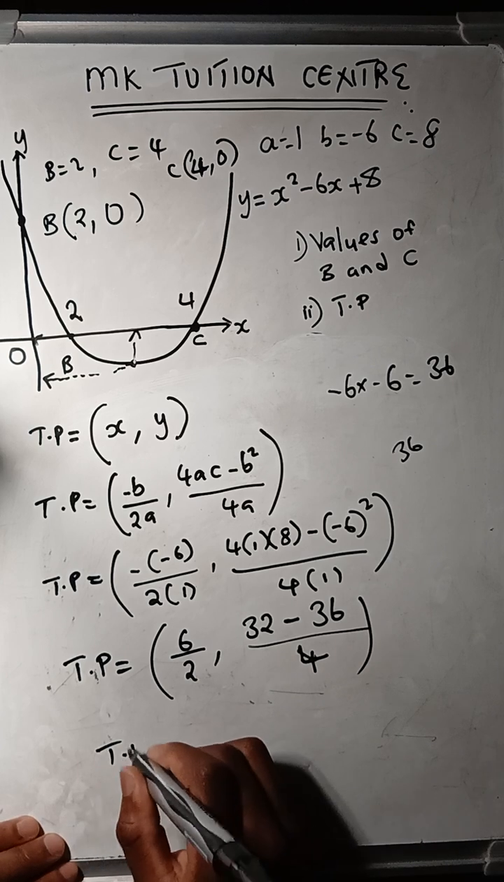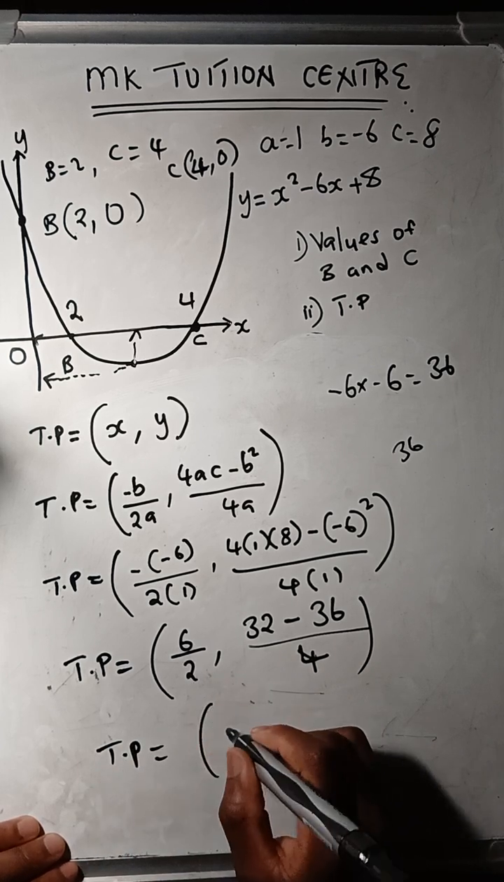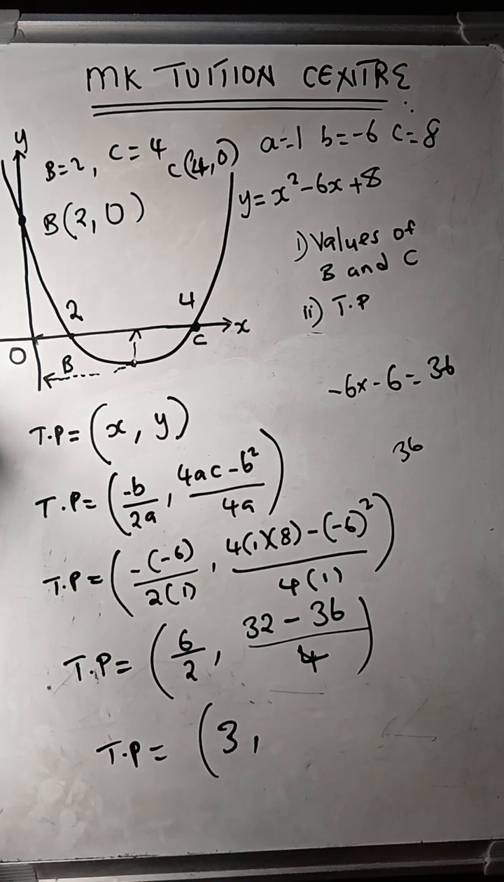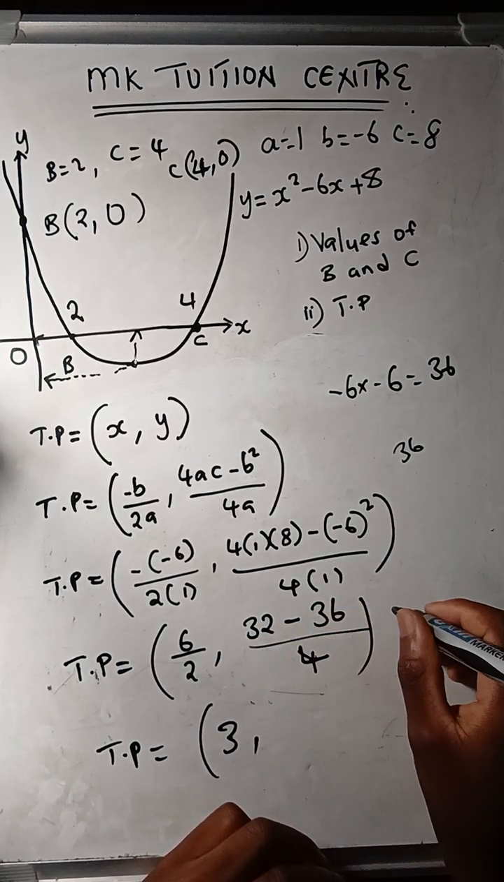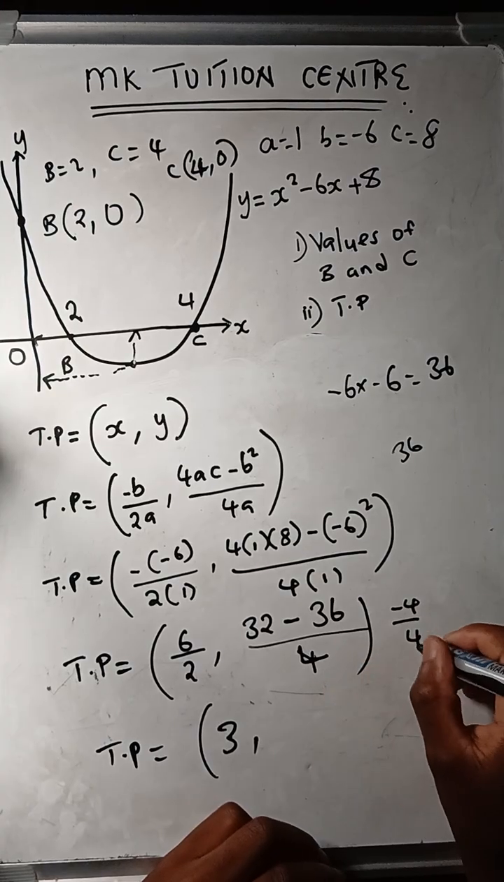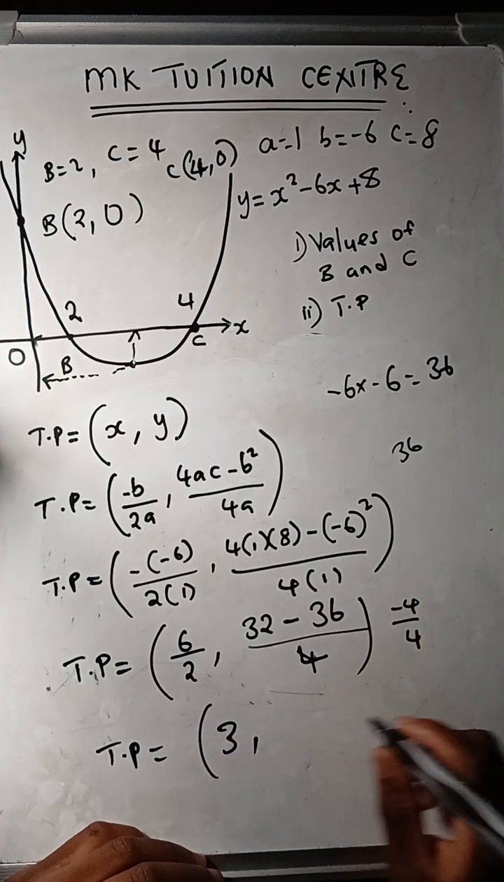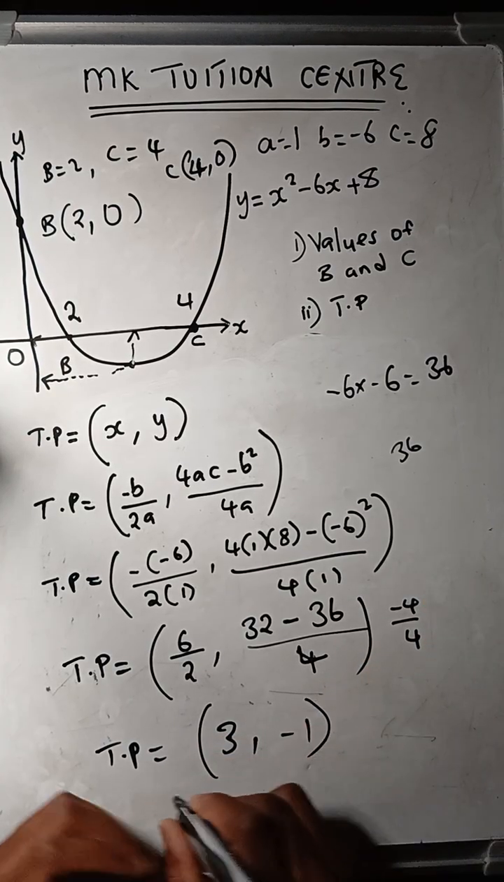And then we simplify. So here we want to have 3 comma. Now what is 32 minus 36? This one here will give us negative 4. So on top we want to have negative 4 over this 4 here. So 4 into negative 4 will give us negative 1.